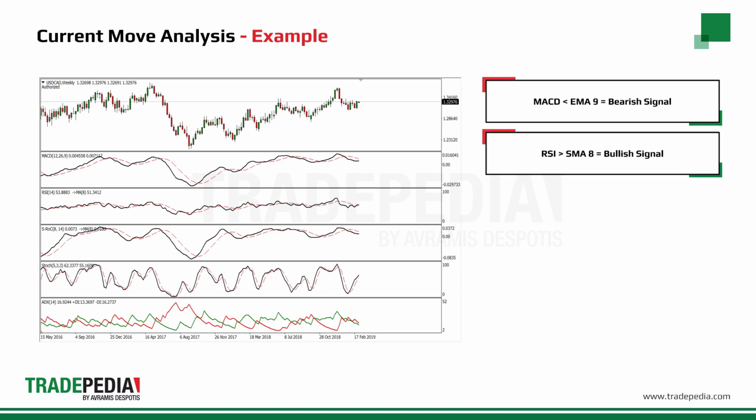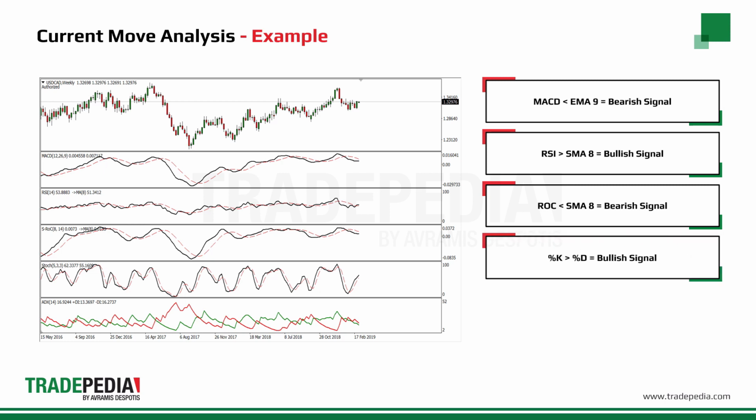The RSI is above its 8 period simple moving average and giving a bullish signal. Price ROC is below its 8 periods simple moving average and giving a bearish signal. The stochastics line %K is above its signal line, the %D, giving a bullish signal. As the 5th current move indicator, the plus directional indicator is below the minus directional indicator, giving a bearish signal. As a conclusion, since 3 out of the 5 indicators are giving bearish signals, we conclude that the current move is weak down.